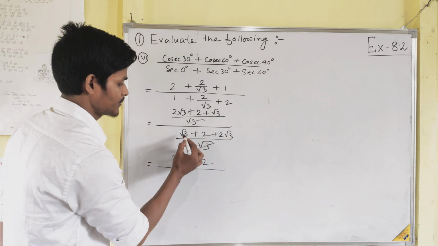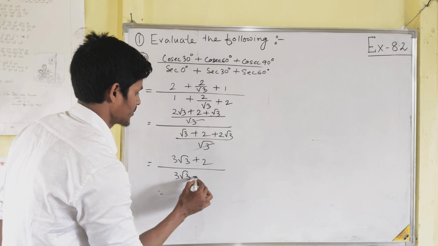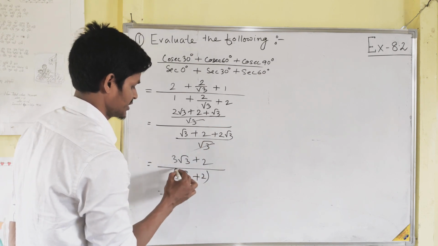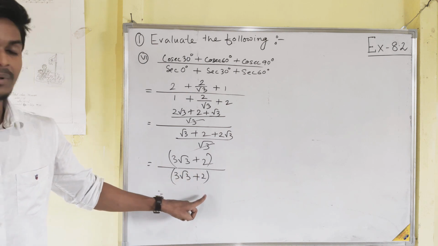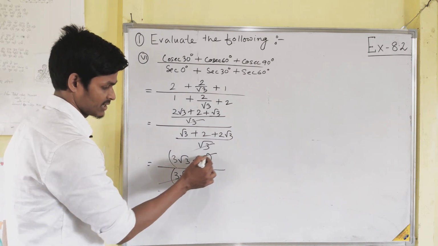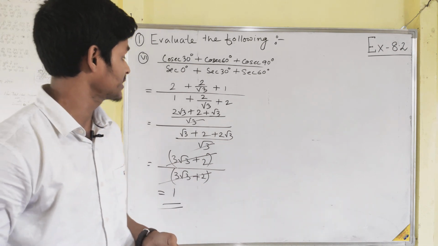And here 2 root 3 plus root 3, that is 3 root 3 plus you get 2. Now you see here 3 root 3 plus 2 and 3 root 3 plus 2. So they will be cancelled and the answer is 1. So the answer is 1. So that is the answer of the last number.